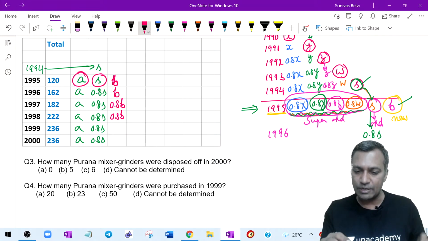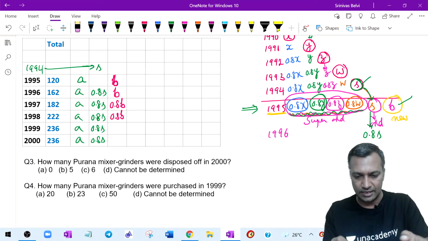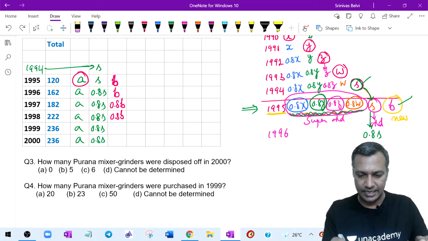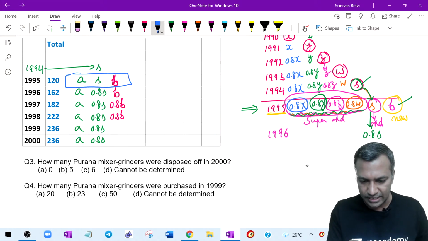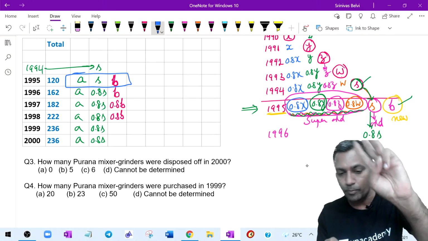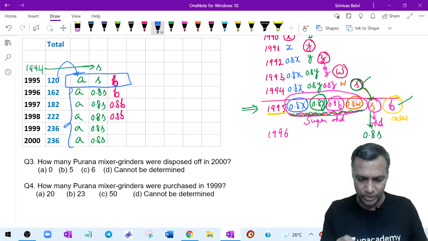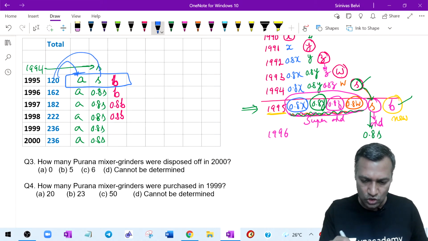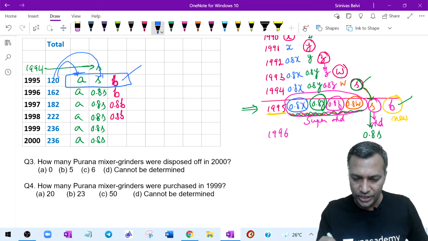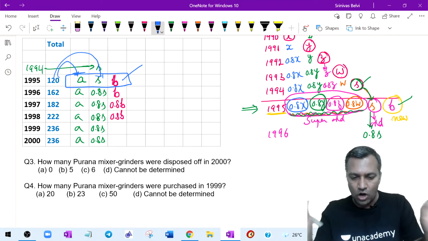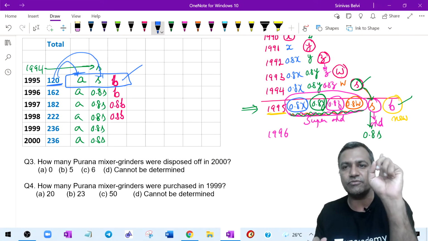My point is, when you look at the data for 1995, this classification is important. I should say that 120 is made up of three components. One is a super old component, which is never going to change after this. It is going to be static. The other is an old component, which will change its form from the next year. And the third is a new component. These three components added up together become 120. This is the crux of this particular problem.